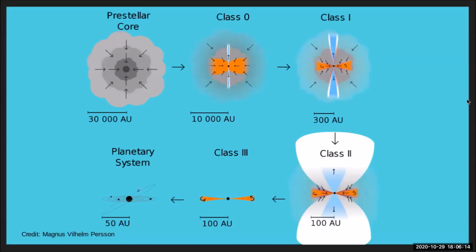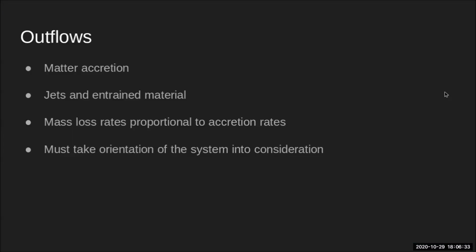So here is a brief overview of the life cycle of a protostar, becoming these different classes, gaining, as we can see in the vertical columns, these outflows. And that is the focus of our talk here. So we specifically focused on the outflows. So what is an outflow? An outflow is jets of matter and entrained material that are being shot off of a protostar.